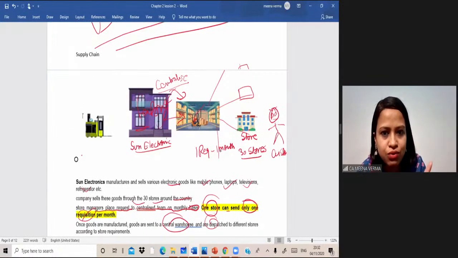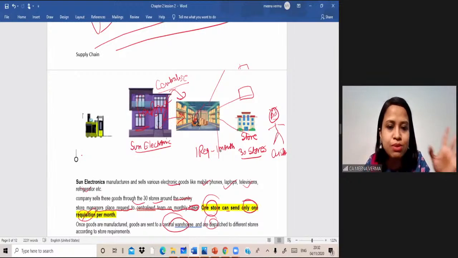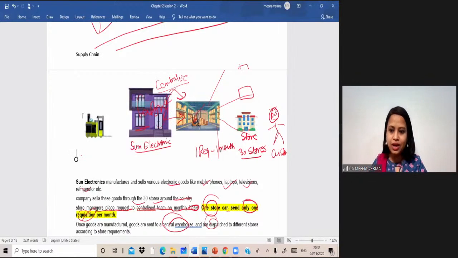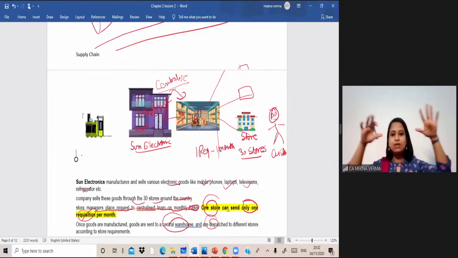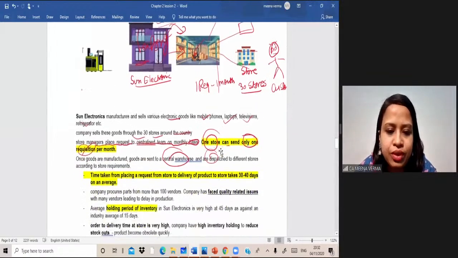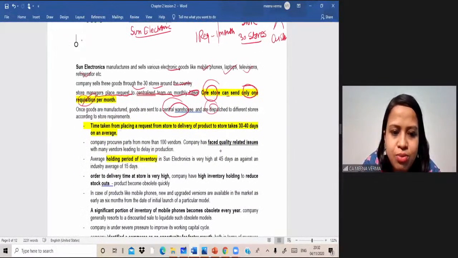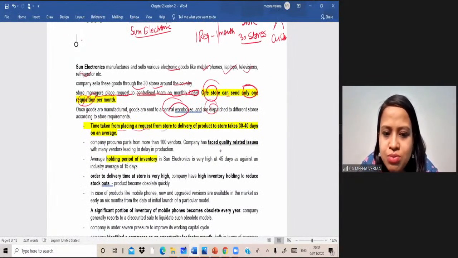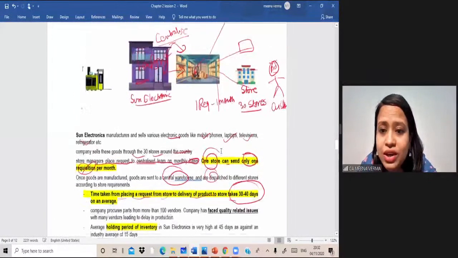Production is done in one factory. The company does not have multiple manufacturing units around the country. The company does not have multiple warehouses around the country. There is a centralized system. The time taken from placing a request from the store to delivery of the product is 30 to 40 days on an average.